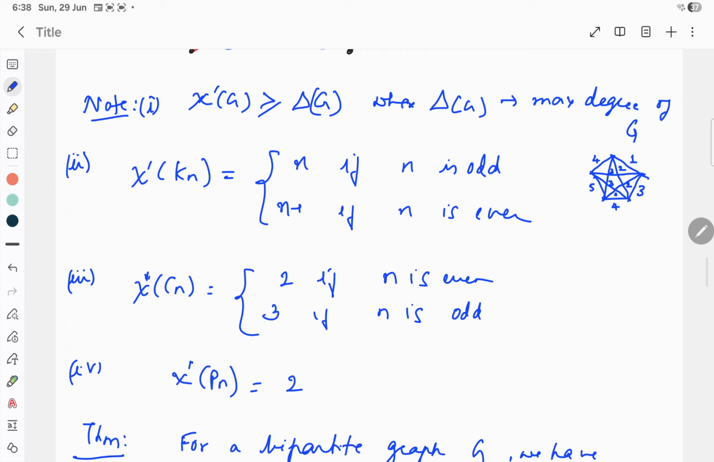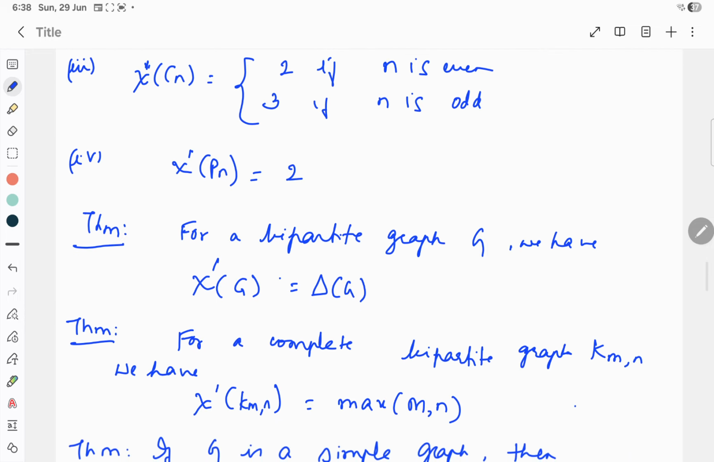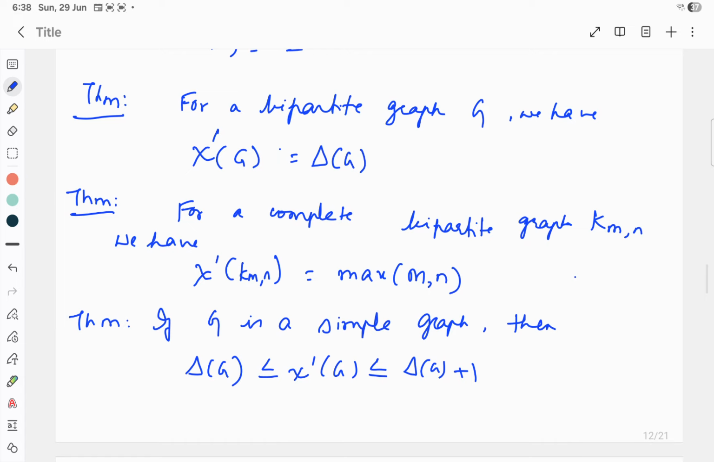Next, the chromatic index of the cycle Cn is 2 if n is even and 3 if n is odd. Then the chromatic index of the path Pn is 2, right? Then a few points again. For a bipartite graph G, the chromatic index of G is equal to the maximum degree of G, right? Then for a complete bipartite graph Km,n, the chromatic index of Km,n is equal to the maximum of m, n.